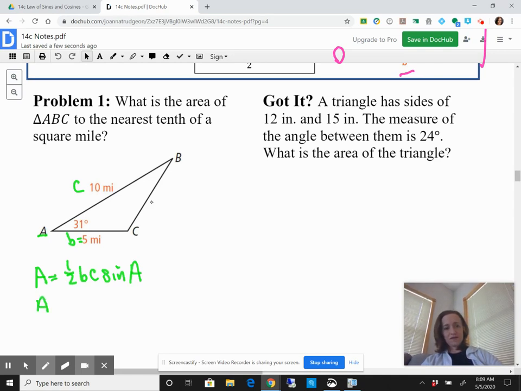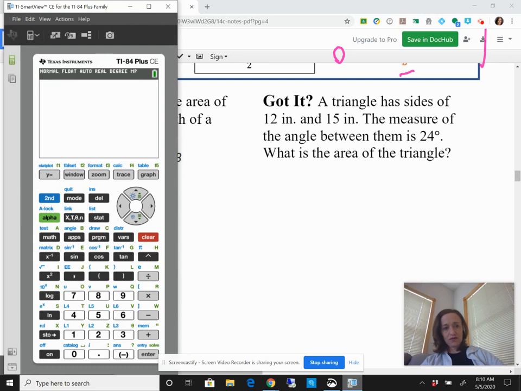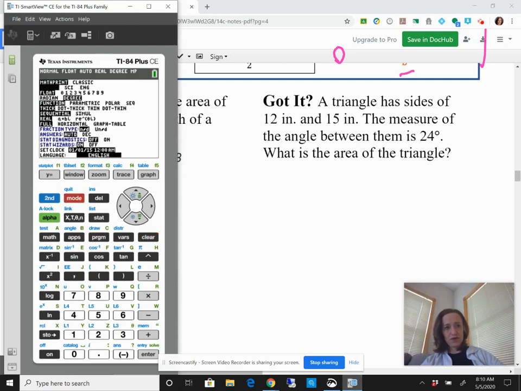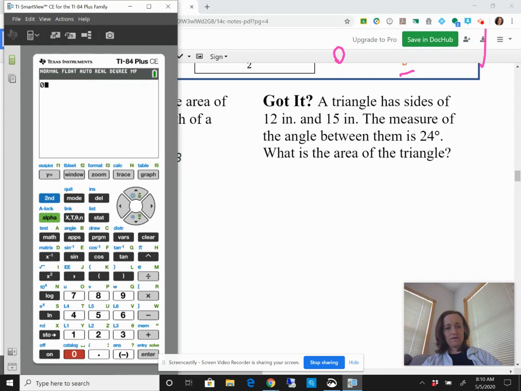So area equals 1/2 times 5 times 10, and then sine A, sine of 31. You could just load this whole thing into your calculator just like that. I will do this one for you. Do make sure your calculator is in degree mode. Go to mode, and mine is in degree mode right now. It's that third, fourth line down. So we'll do 1/2. Could have also done 0.5 there.